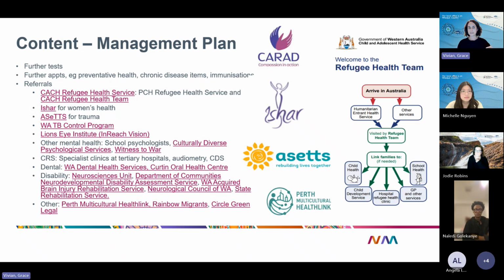And then we've got some others: CRS, dental, disability, and other. I'll draw your attention to Perth Multicultural Health Link, which is a fairly new service that, as I understand it, basically acts as case managers or guides for clients who are finding it hard to know where to access what service. This can be really useful for a lot of the asylum seeker patients that you may see who don't have the support of CARID or potentially of Red Cross.